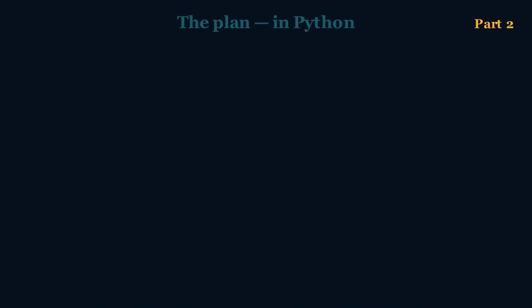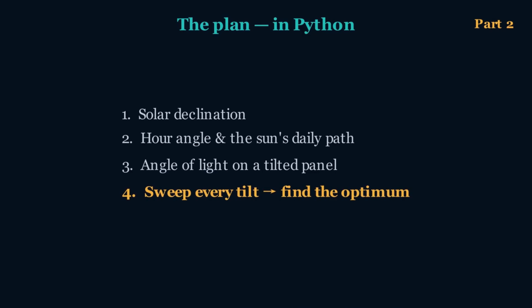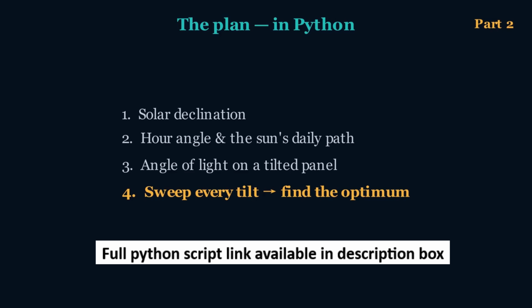In this video, we'll answer both with Python, building up the real solar geometry step by step: the sun's declination, the hour angle, the angle of light on a tilted panel, and finally sweeping every tilt to find the one that captures the most energy over a whole year.